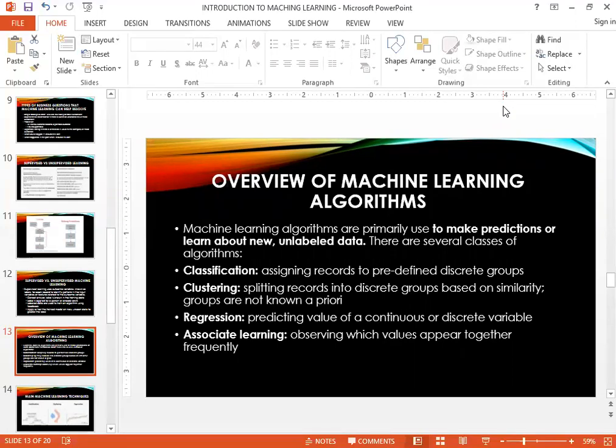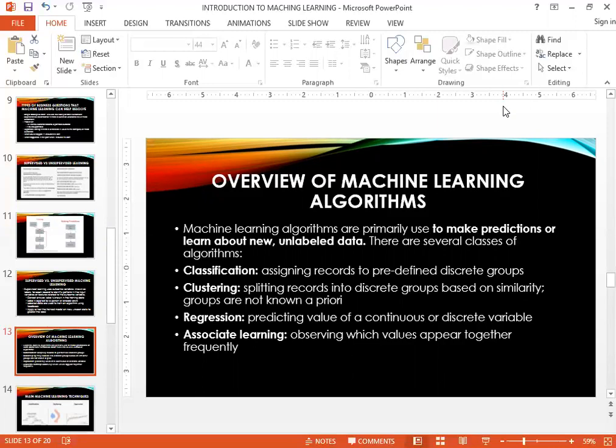The second one is known as clustering. Clustering is basically splitting records into discrete groups based on similarity. Groups are not known a priori, not known beforehand. Regression: predicting values of a continuous or discrete variable. Associate learning: observing which values appear together frequently. And I will be going into more detail and explaining the first three.